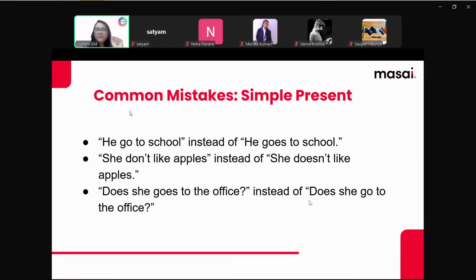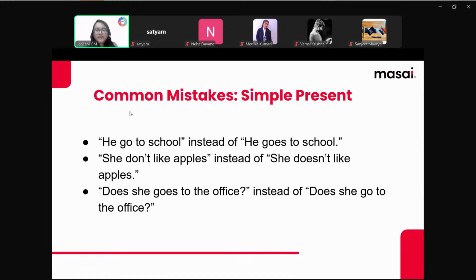So these are the common mistakes which people tend to make when they're using the simple present tense, which need to be avoided. Any questions or doubts regarding the simple present tense? No questions. Okay. Thanks for confirming.